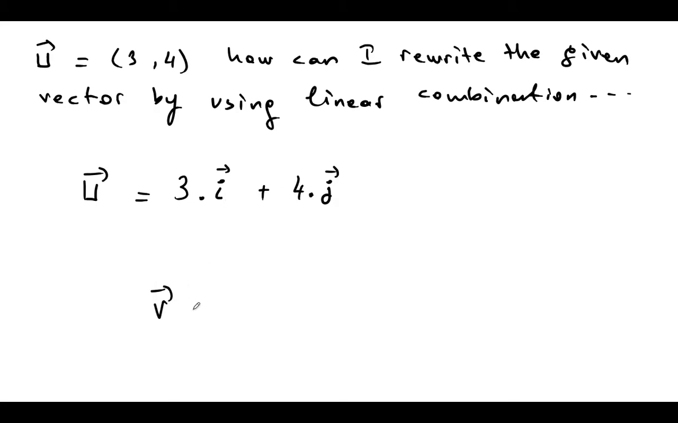For example, if vector v is, let's say, (-3, 5), how can you express this vector by using a linear combination of the others? This is equal to -3 times vector i plus 5 times vector j. That's it. I think that's clear.